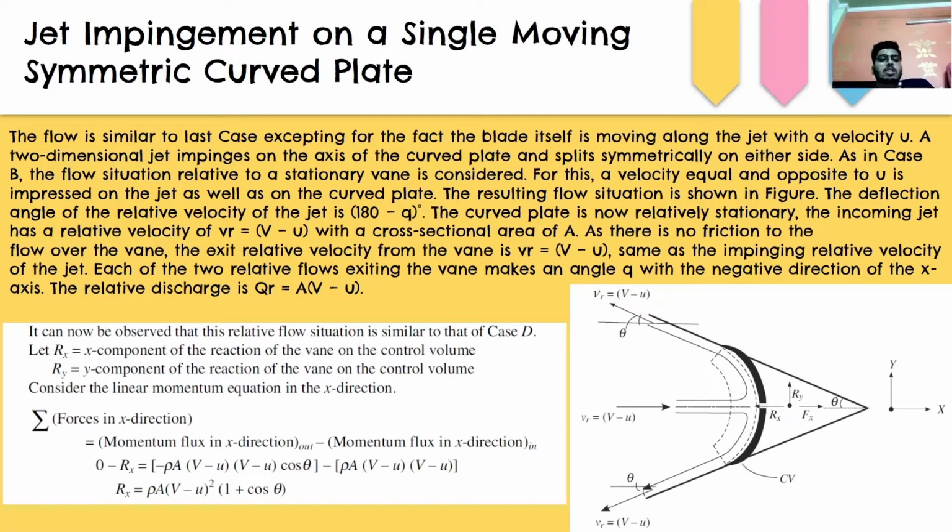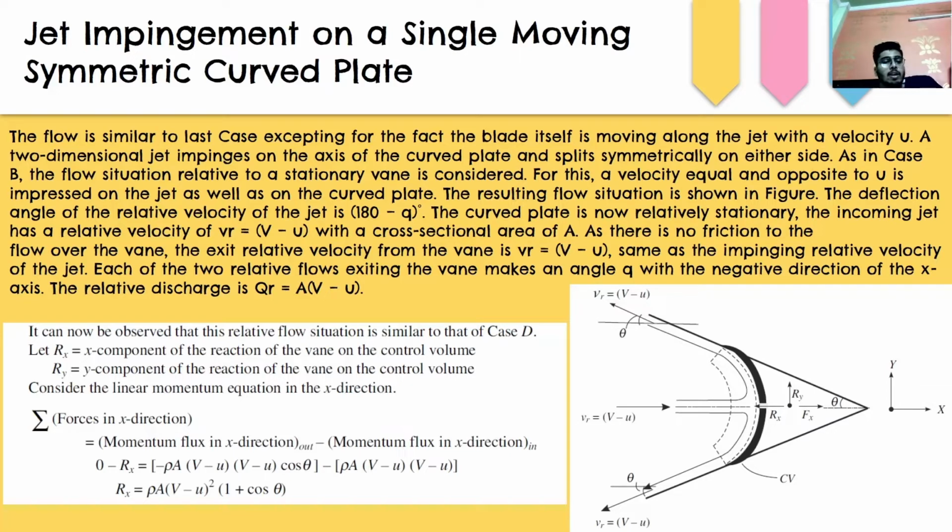The relative discharge is Qr equals A into (v minus u). Now the relative discharge which takes place here is the area of the jet into the relative velocity, as shown here. It can now be observed that the relative flow situation is similar to the last case we studied.